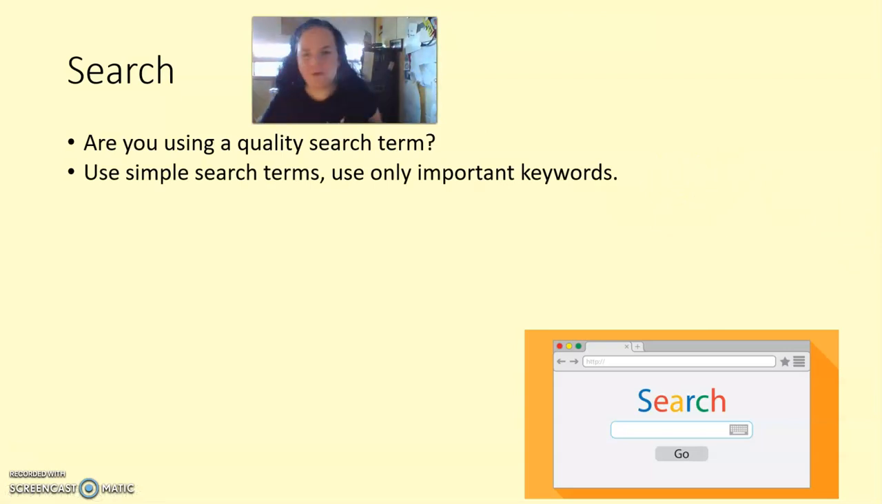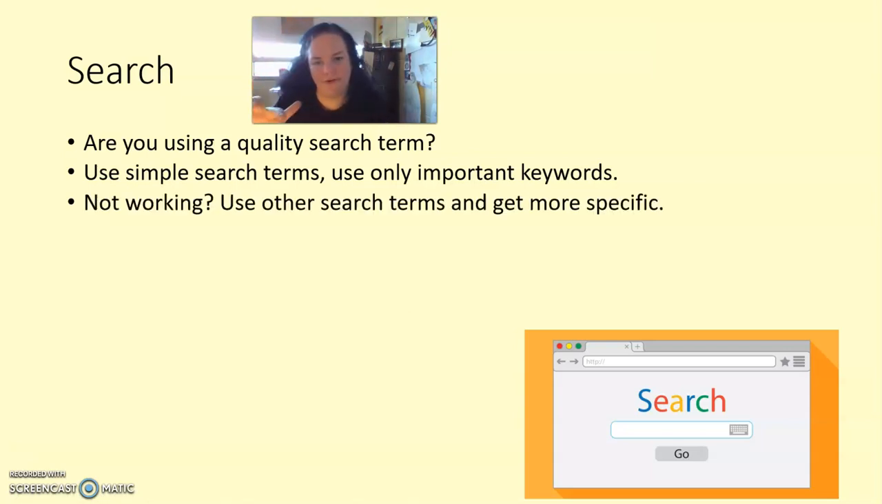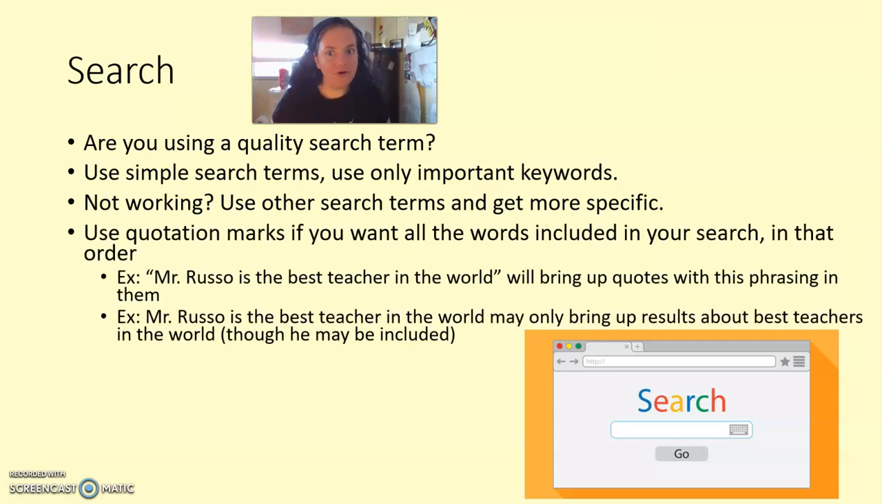So, step 1, are you using quality search terms? Use simple search terms and use only the important keywords, right? If that's not working, use other search terms or get more specific. Never, ever be afraid to ask the machine for exactly what you want. If you want a primary source on Germany, like on the German reasons for getting into World War I, ask the machine for that. No, really, it will work.